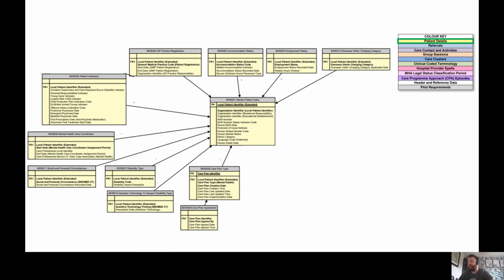So it's things like the accommodation status, employment status, their GP, a number of patient indicators, whether they're ex-British Armed Forces, whether they're a looked after child. That person's care coordinator, if they have a particularly complex set of needs, whether they have a disability or they need any assistive technology, and if that person has a care plan for their care in that particular provider.